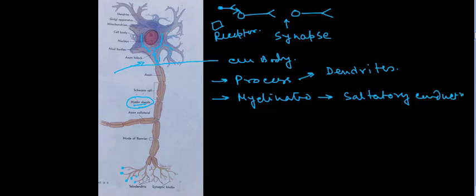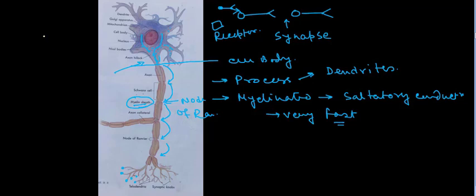Okay, and in between this myelin sheath there is a gap, which is called the node of Ranvier. So saltatory conduction means the action potential moves from one node to another. The action potential moves this way, and this is called saltatory conduction, and in this case the action potential moves very fast. So the action potential moves very fast in a myelinated fiber.